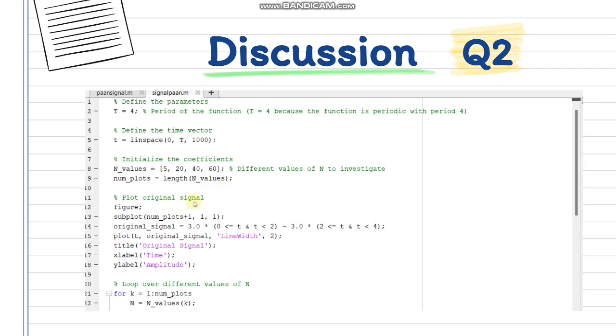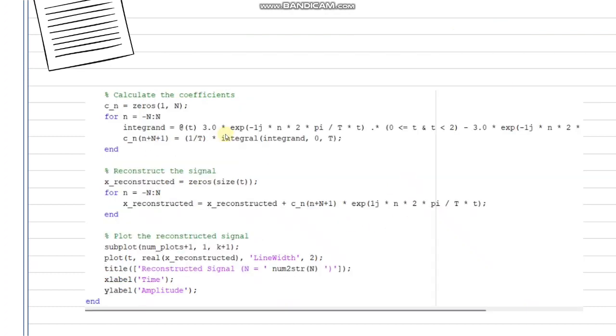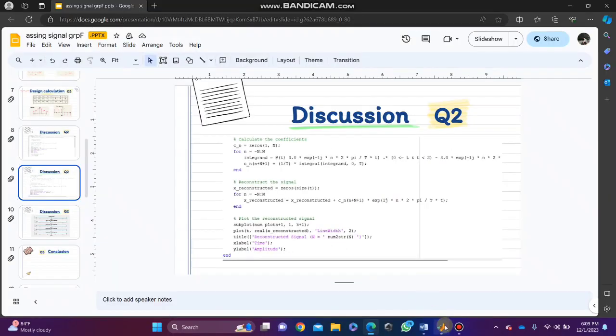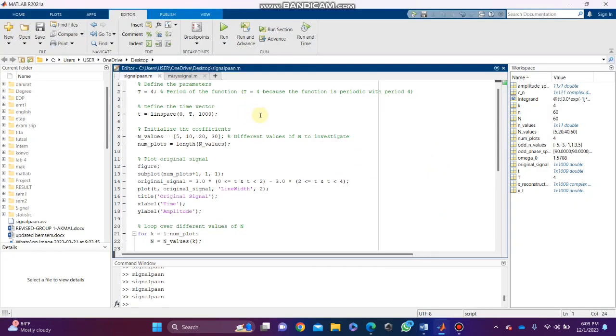Then we plot the original signal. In the original signal, our amplitude is 3 from 0 to 2 and negative 3 from 2 to 4, which is one cycle. Then we calculate the coefficients. Our amplitude is 3, multiplied with the exponential formula from 0 to 2, and for negative 3, multiplied with the exponential formula from 2 to 4. Then it will reconstruct the signal, and this is the plot of the reconstructed signal. So this is our coding in MATLAB.